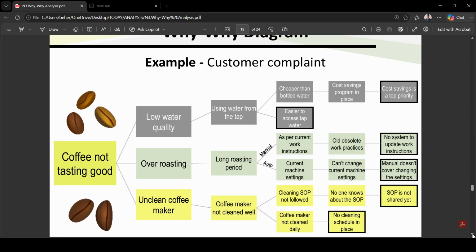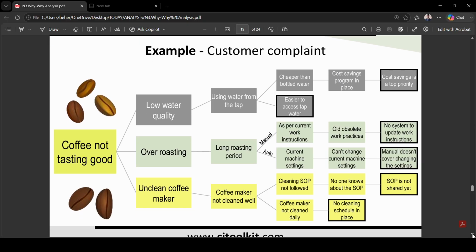Then unclean coffee maker. Coffee maker not cleaned well. Cleaning SOP not followed. Coffee maker not cleaned daily. No one knows about the SOP. No cleaning schedule in place. SOP is not shared.